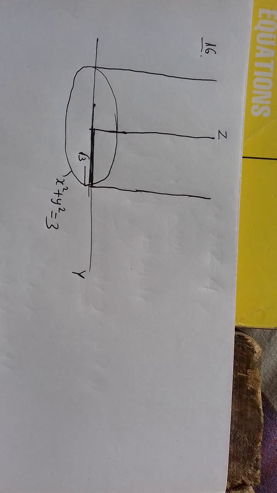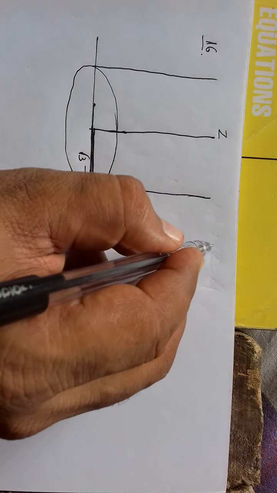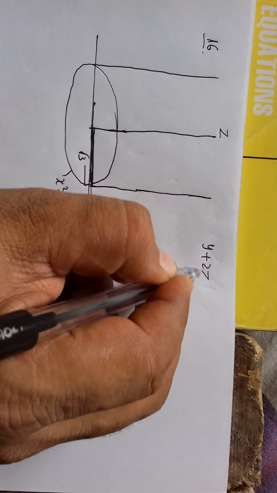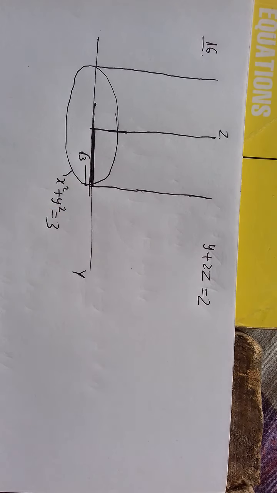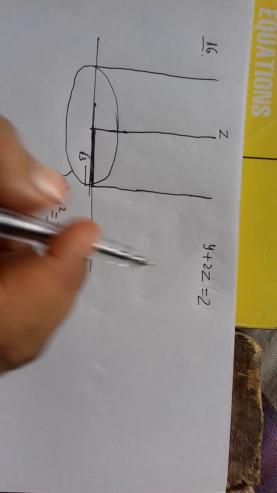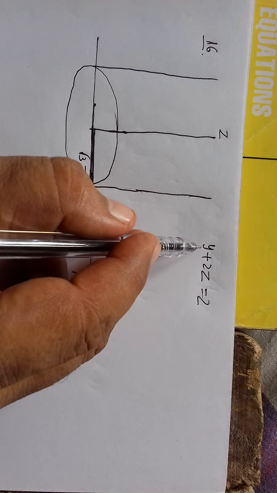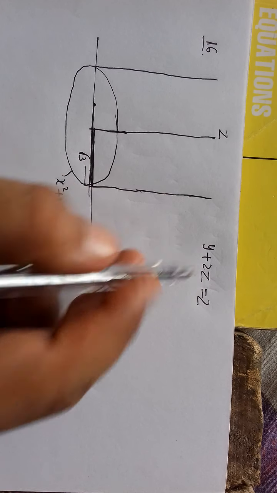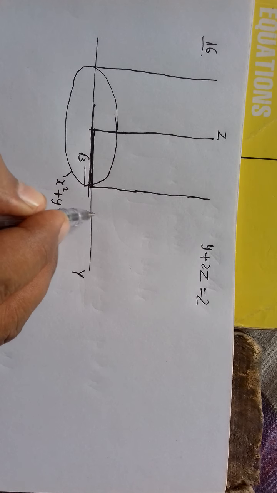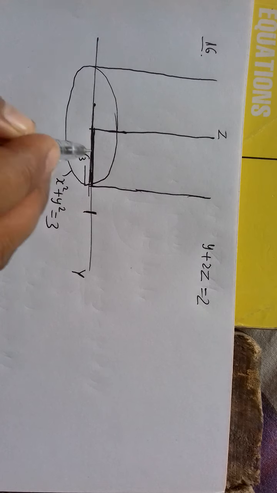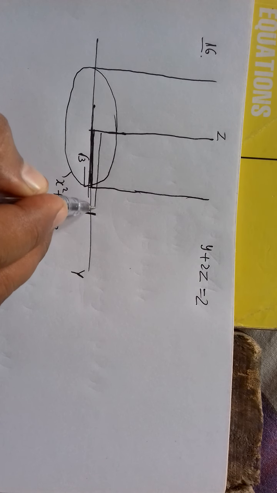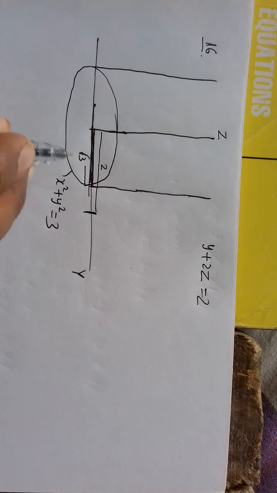Now we have a plane y plus 2z equals 2. Putting z equals 0, we have y equals 2. This means that here will be the point. This length will be 2.